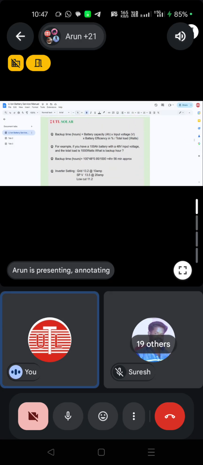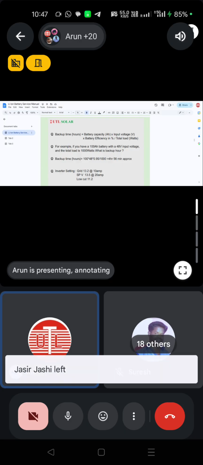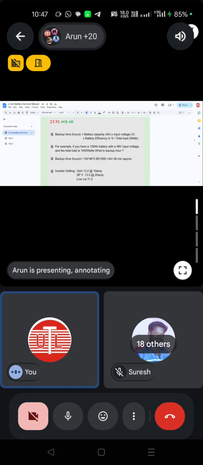If anyone asks you, with 90%, how can we calculate the backup time? That is the formula. You can note down: backup time formula is battery capacity Ah into input voltage into battery efficiency.